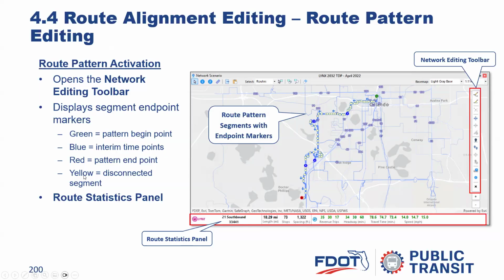We also have yellow. So as you're network editing, you may come into a situation where you have a disconnected segment that doesn't connect where it should. It doesn't have a connecting segment, and it will show up as a yellow disconnected endpoint. And it's telling you that you need to connect it.